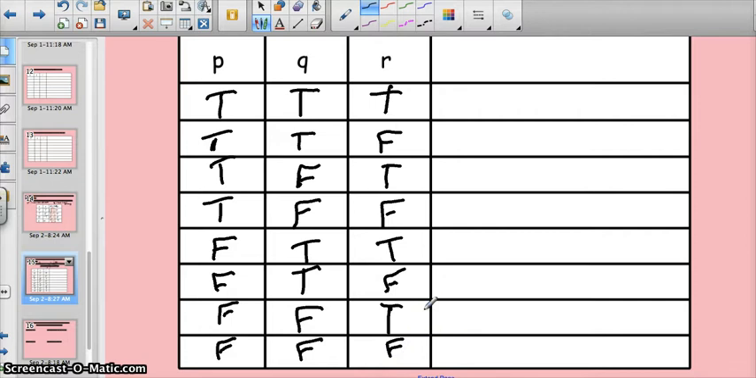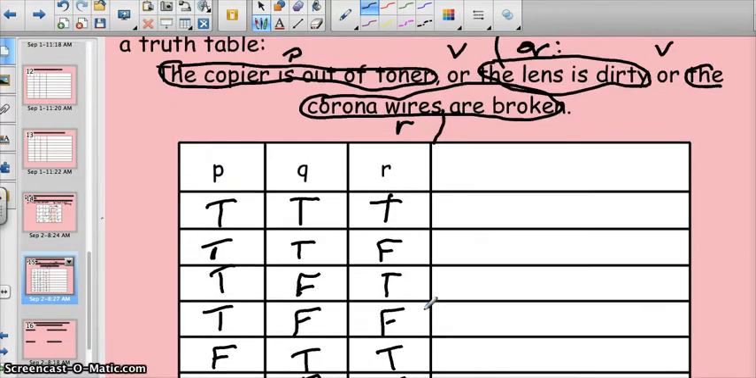All right, so let's focus in and see what we got now. I set it up symbolically above. If we assigned it the way we did, it would go P, or, then in parentheses you've got Q, or R.